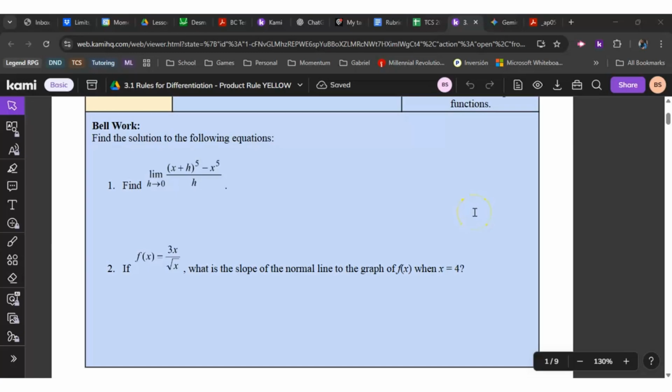All right, Nacho, what was it? I got 5x to the fourth power. All right, how'd you get that? Well, I just kind of used Pascal's triangle to expand the binomial.